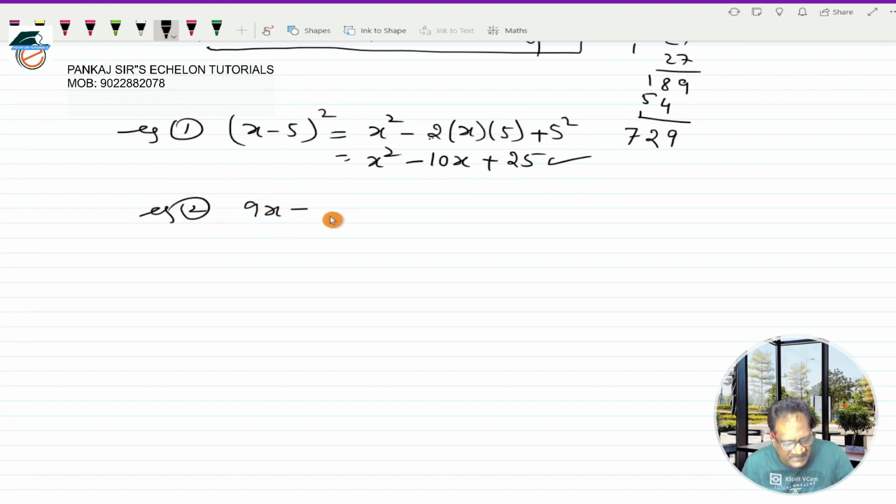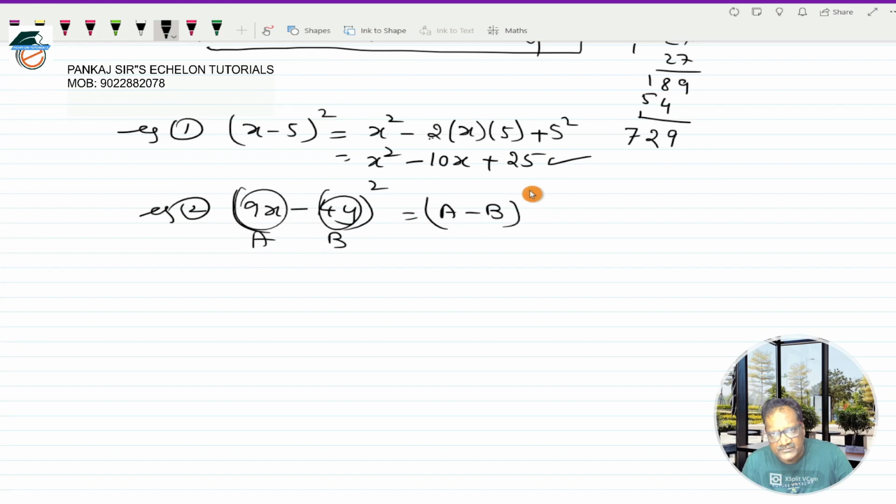9x minus 4y the whole square. Okay, now this is of the form a minus b the whole square. This entire thing you can take as a, this you can take as b. So it happens to be a minus b the whole square, and this can be written as a square minus 2ab plus b square.